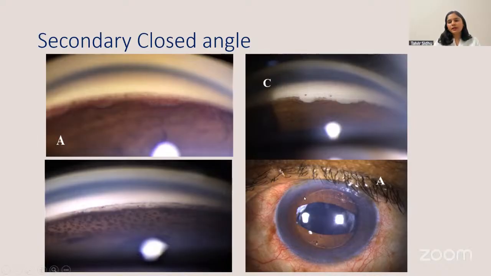And this is a secondary angle closure because the IOL has actually been captured and there is a secondary angle closure. There is no PI. So the entire iris has come ahead.